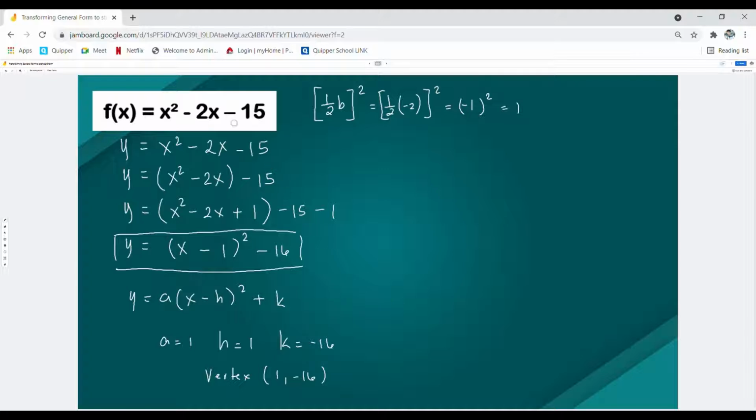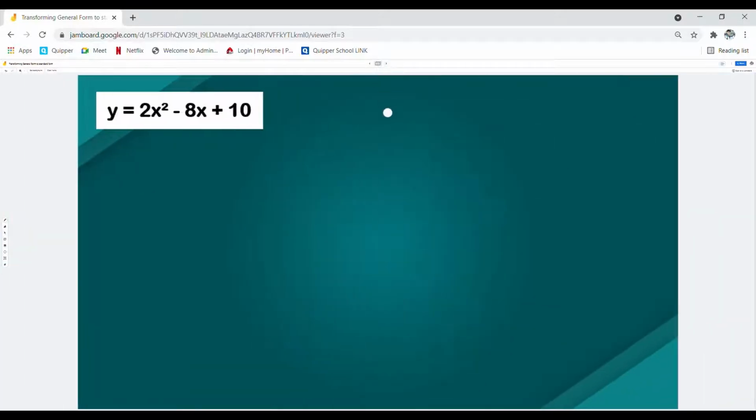That's how simple writing the general form to vertex form is. Take note, our a here is 1. What if a is not equal to 1? Just like this example, a here is 2, not equal to 1. What are we going to do? So we can write it to vertex form, otherwise known as our standard form.